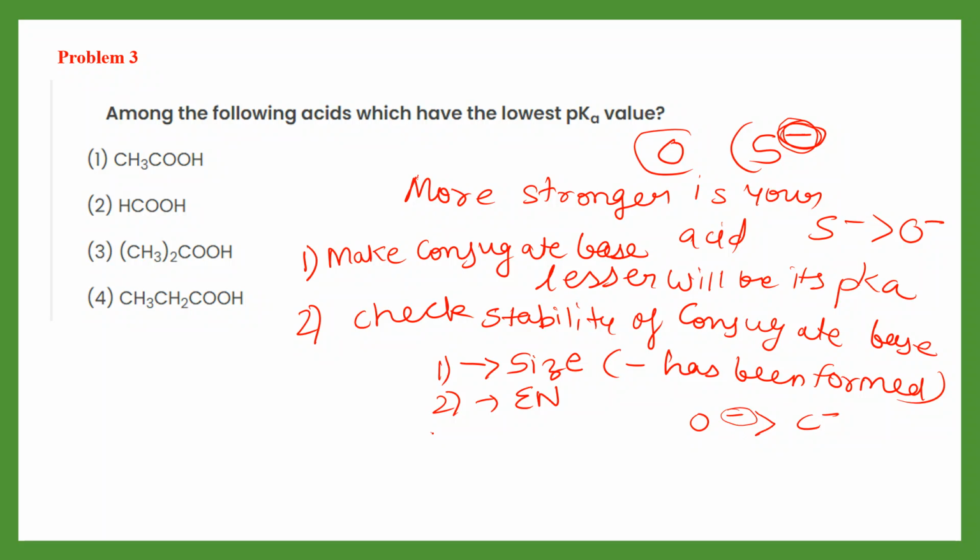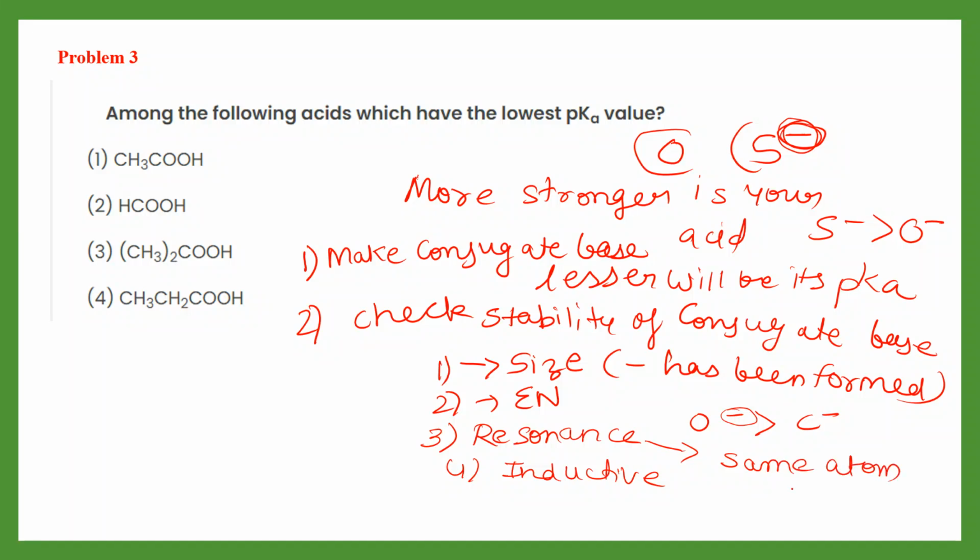Third factor you have to see is resonance. Fourth you have to see inductive. And in resonance, if you have listened, same atom resonance gets preference. So now we just have to apply all these rules.